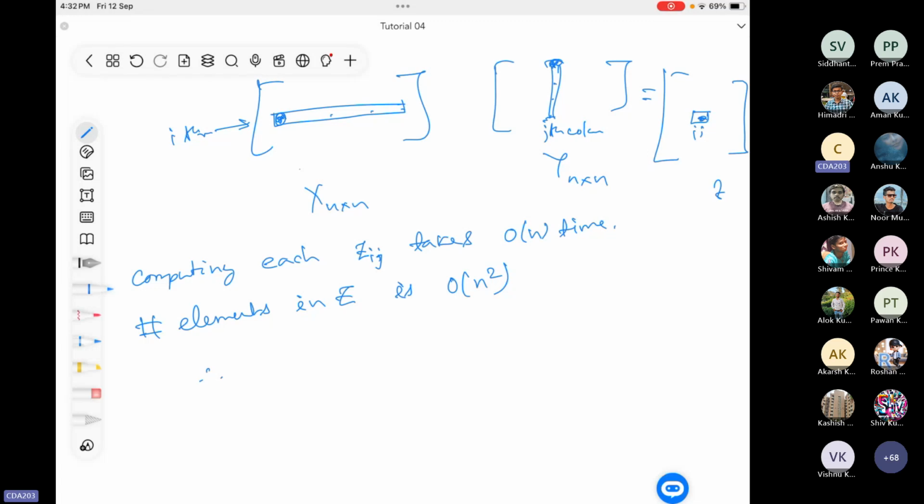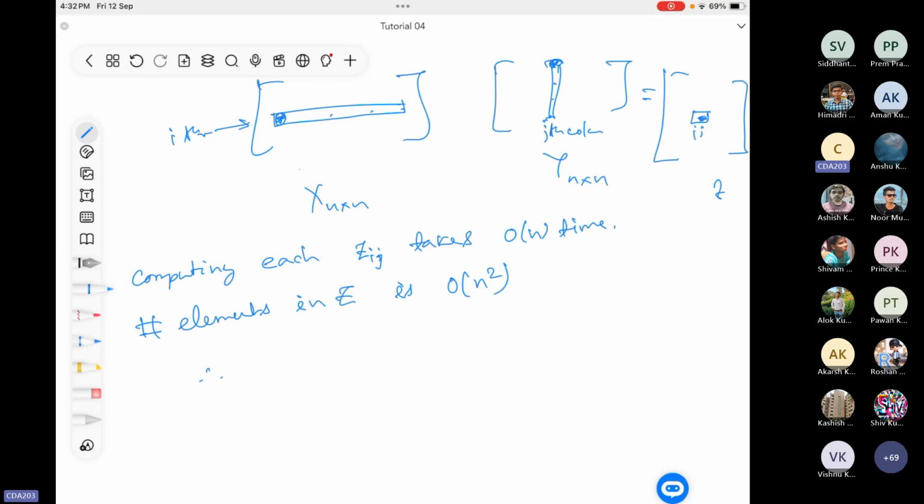What do you want to say by that? Arithmetic operator has time, yes, that's order one time actually, not order n. We are assuming that we can multiply two numbers in constant time and add two numbers in constant time. That's what we can assume.